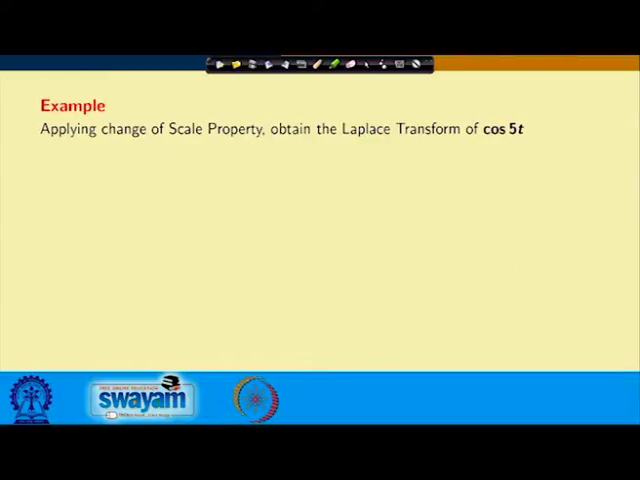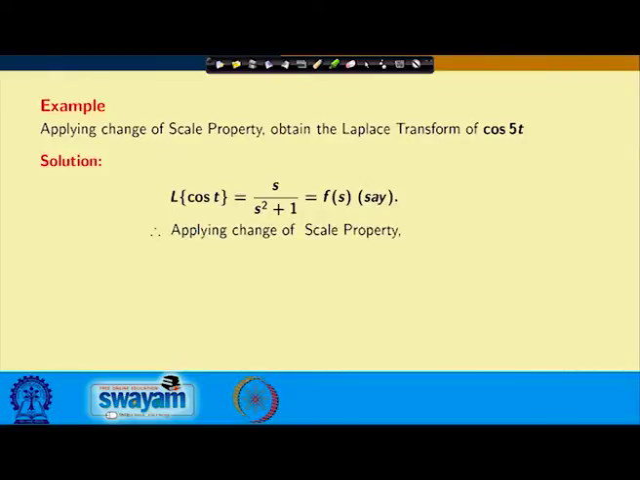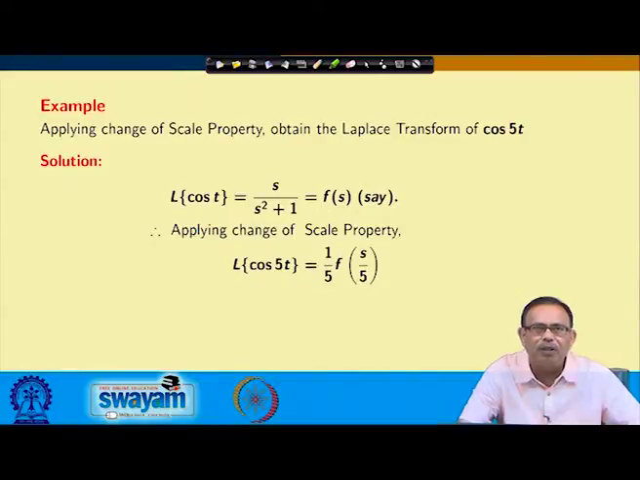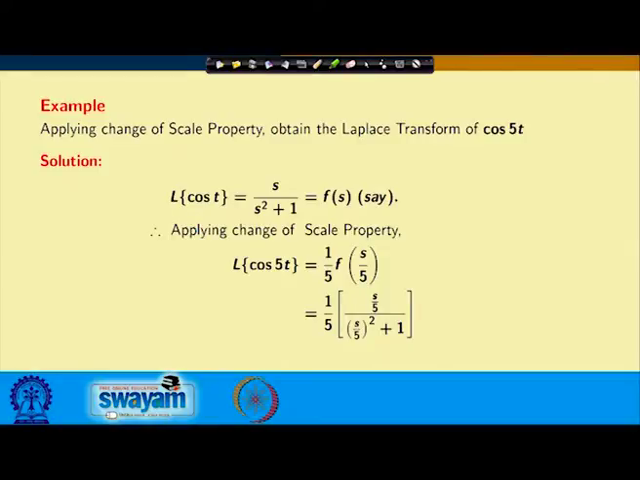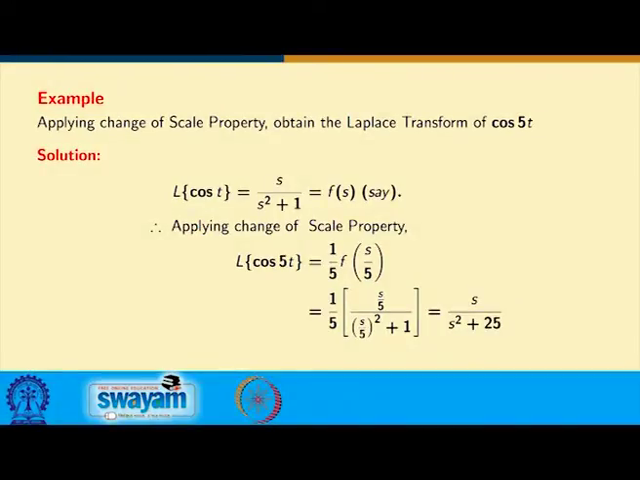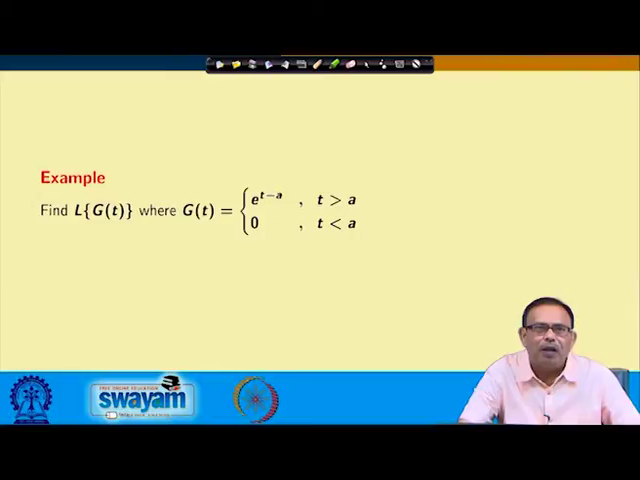The next example is on similar lines: find the Laplace transform of cos 5t. You know the Laplace transform of cos t is s by s square plus 1. Again, by the change of scale property, the Laplace transform of cos 5t is 1 by 5 F of s by 5. Replacing s by s by 5, we obtain 1 by 5 into this, and the result becomes s by s square plus 25.